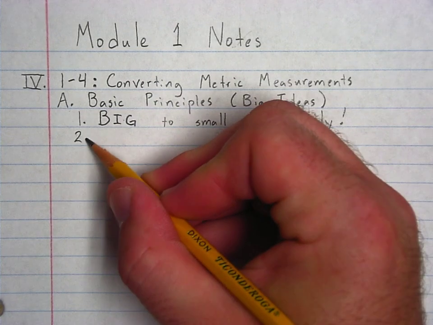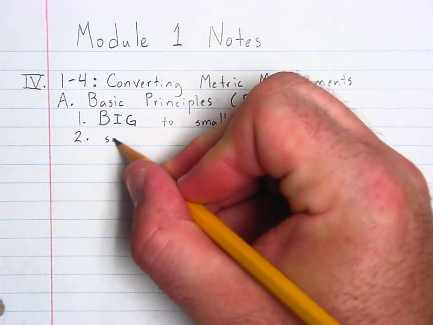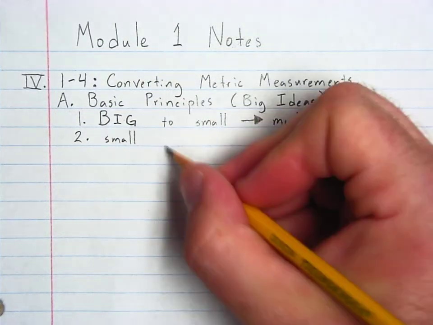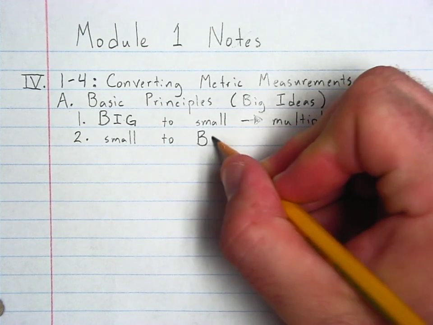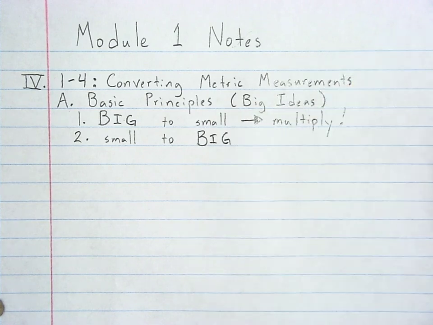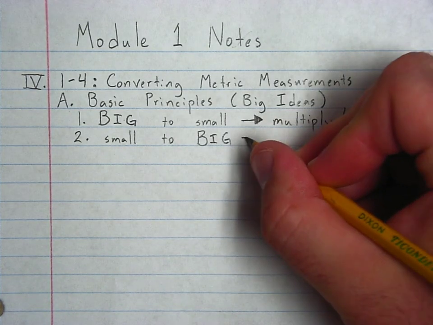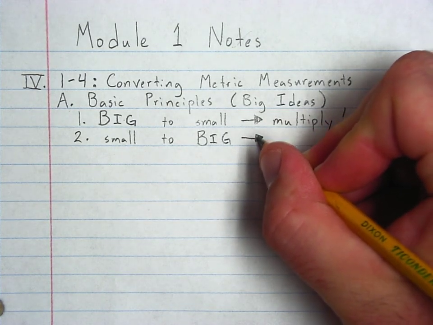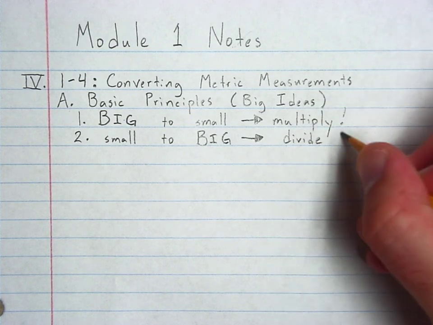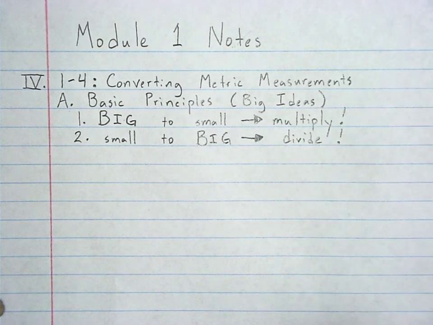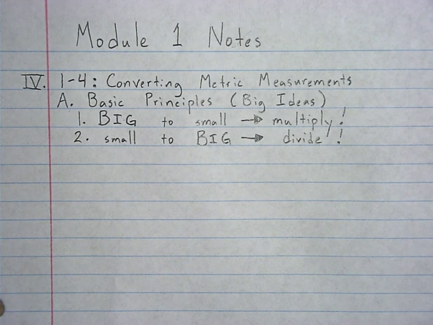On the other hand, if you start with a smaller unit, say again, you start with the centimeters, but this time you're going up. You go to a big measurement like meters or kilometers. In that case, you are going to divide. So, if the unit is big and you're going to small, you're going to multiply. If it's small and you go big, you're going to divide.